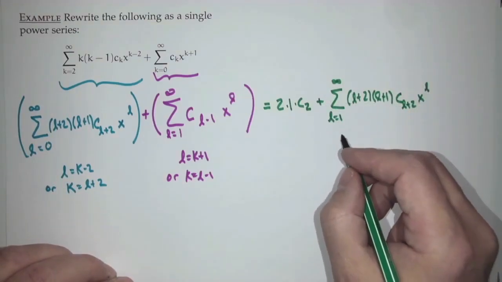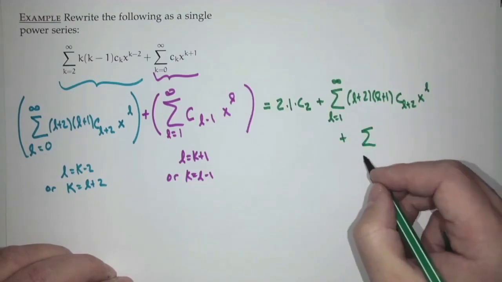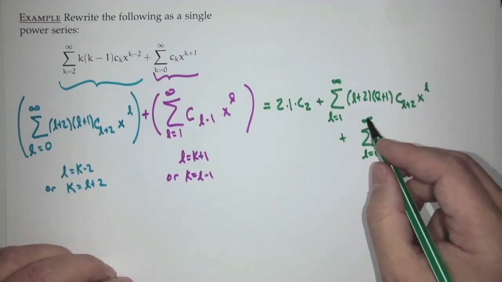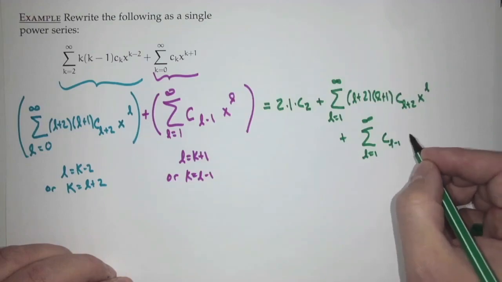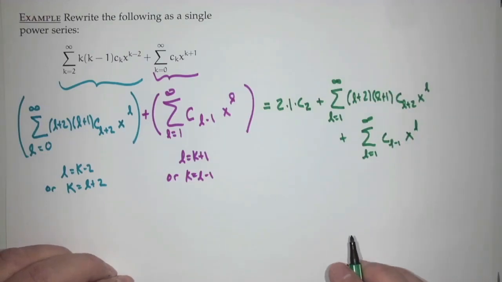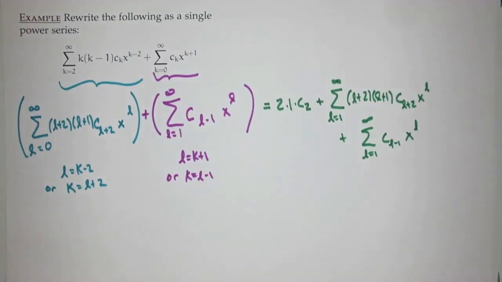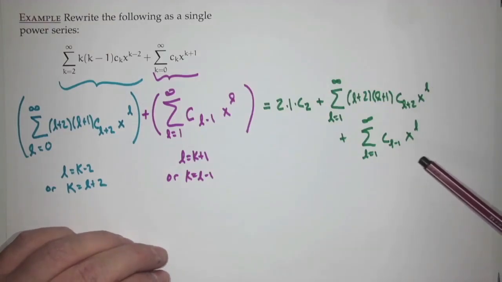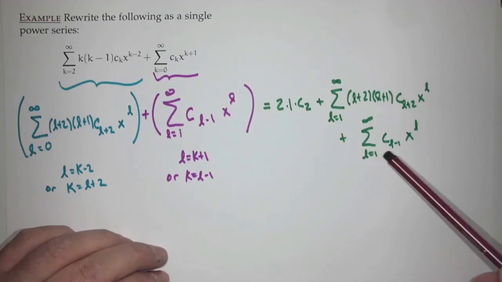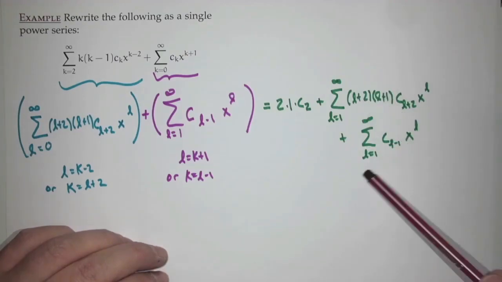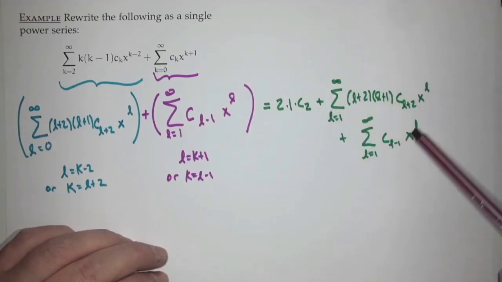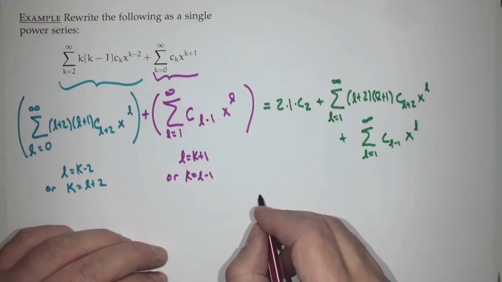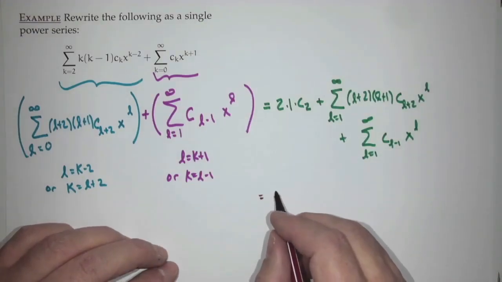All right, and then, because I ran out of space, there's the other one, 1 to infinity, C L minus 1, x to the L. So we're almost there. What's the last thing for us to finish? Well, simplify by? Yeah, we combine. Our starts agree. Our powers of x agree. Life is good. We still have this 2c2 at the front. That's no problem.